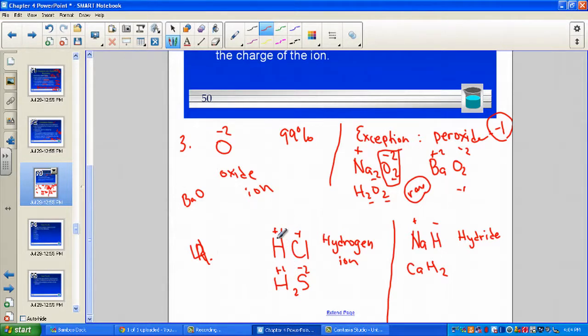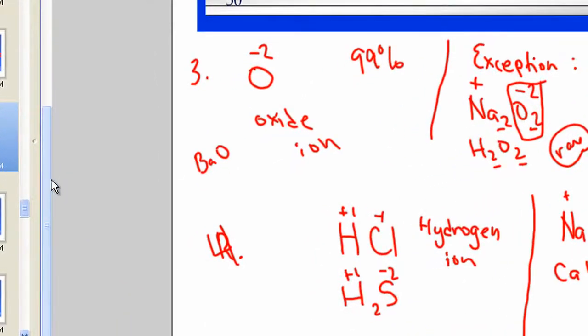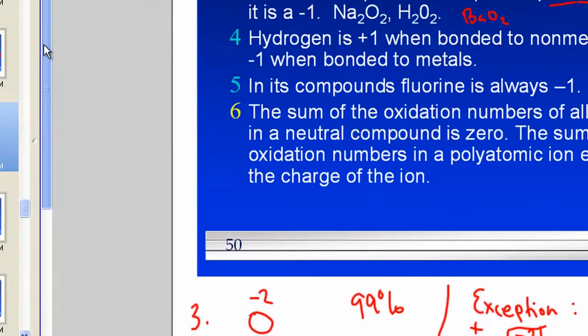Hydrogen in the first position, hooked to a non-metal, carries a +1 charge. Rule 4 is reminding us that hydrogen can be a +1 or hydrogen can be a -1, simply depending on the substance it's hooked to.